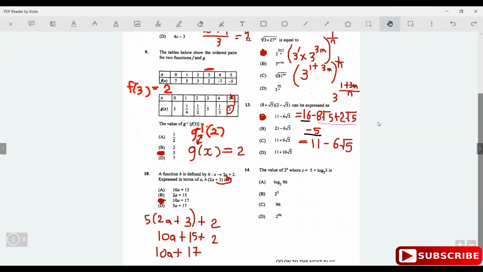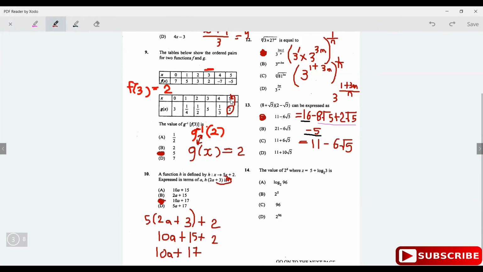All right, question 14. Find the value of 2 to the z, where z is equal to 5 plus the log to base 2 of 3. And we need to find the value of 2 to the z. Okay, so this is z. What I'm going to do is write it as one logarithm. That's just for me. Since I have it as base 2, this 5 right here, I can rewrite.